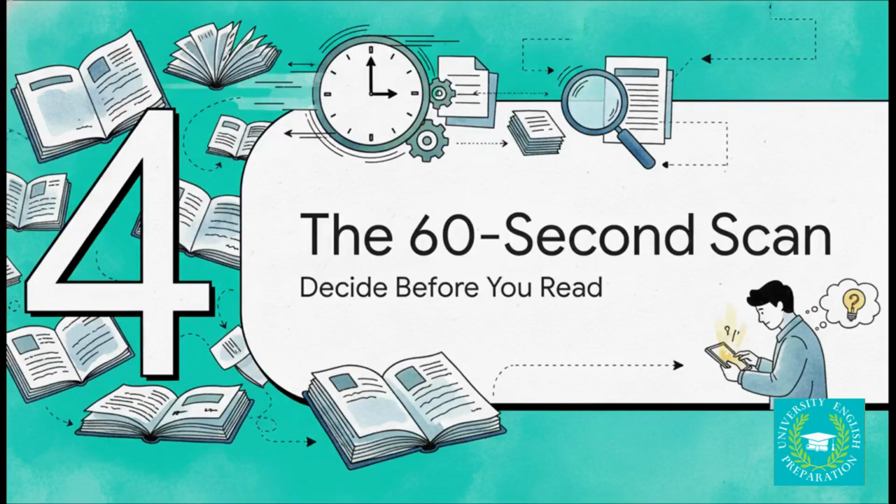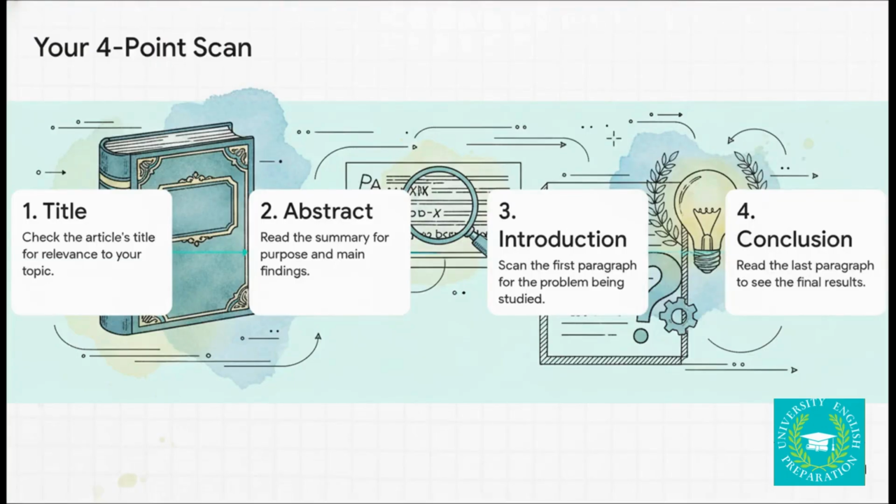All right, so you found a peer-reviewed article and it looks promising. Now get ready for the secret weapon. This is the technique that will save you more time than anything else. I call it the 60-second article scan. The scan is a really simple 4-point check. You're just going to quickly look at these 4 sections of the article to decide if it's actually worth your time. Let's break down how it works.